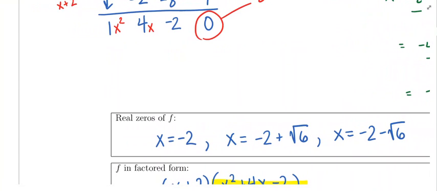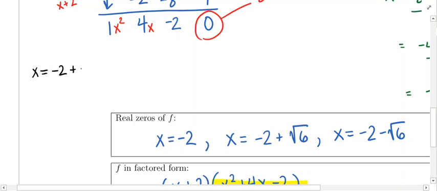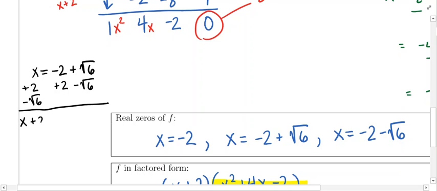I will use a different color again. We got x equals -2 plus the square root of 6 is a zero. So we're going to convert it to a factor. We need to move everything over to one side and make it 0. So I'm going to add 2 and subtract the square root of 6. We're going to get x plus 2 minus the square root of 6 is equal to 0. This is going to be the corresponding factor.